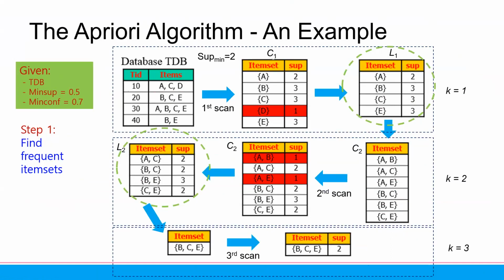This is the final frequent item set for k equals to 1, k equals to 2, and k equals to 3. We cannot scan more. Even though we have A, B, C, E when k equals to 4, this is not our case because the minimum support requires at least 2. Meanwhile, we have only 1.